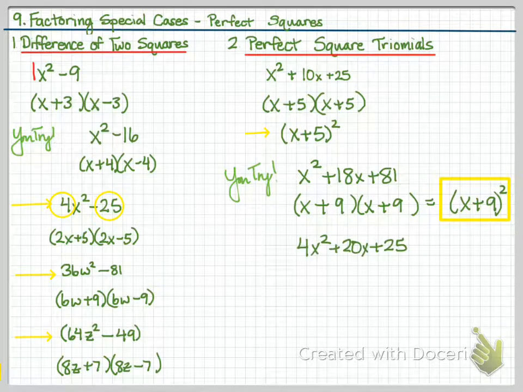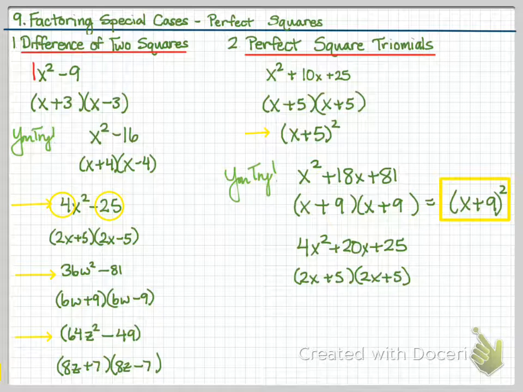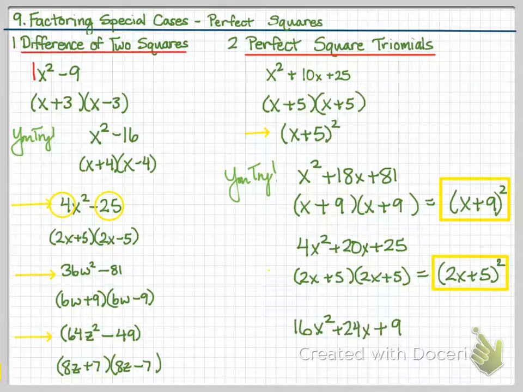And now try 4x squared plus 20x plus 25, and we recognize that 4 and 25 are perfect squares. So 4 will break up into 2 and 2, and 25 will break up into 5 and 5. And we test it out. 5 times 2 is 10 and 10, and that will give us 20x in the middle. And we rewrite that as the quantity of 2x plus 5, all of that squared.